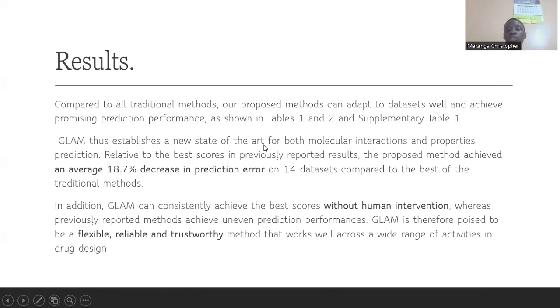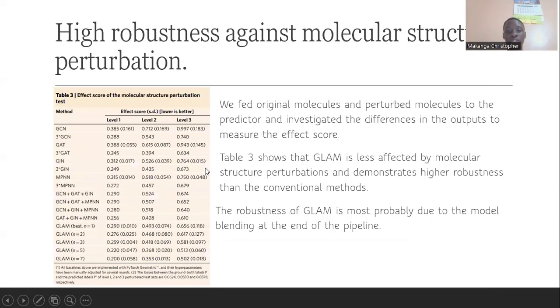GLAM consistently achieved the best results without human intervention, whereas the other methods required human intervention. Therefore, the authors concluded that GLAM is flexible, reliable, and trustworthy, and it can work well across a wide range of activities in drug design, and it can perform well across a number of data sets. Whether the data set is small or big, GLAM will always be your best choice.